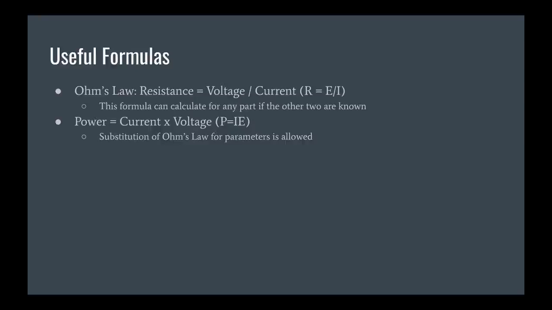Some useful formulas. Ohm's law. Resistance is voltage divided by current. Or you can swap those around. Current is voltage divided by resistance. Voltage is current times resistance. It's basic algebra. So you can use any two factors to calculate the third one. If you know the voltage and you know the resistance in the circuit, you can calculate how much current is going through that circuit.